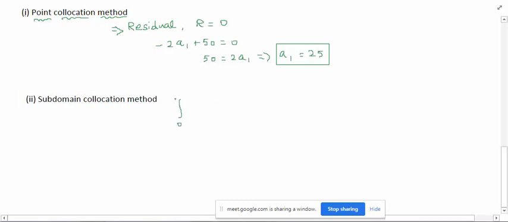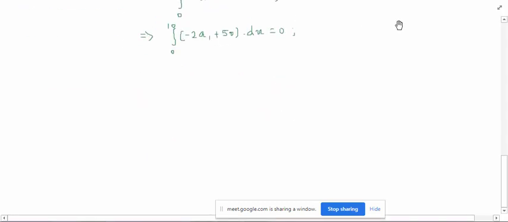So here integral 0 to 10 of r dx is equal to 0. This is your formula for the subdomain collocation method. The boundary limit is 0 to 10, that is why we have written 0 to 10. Now integrate this: minus 2a1 plus 50 into dx equal to 0. From that we can integrate to get minus 2a1x plus 50x, from 0 to 10, equal to 0.